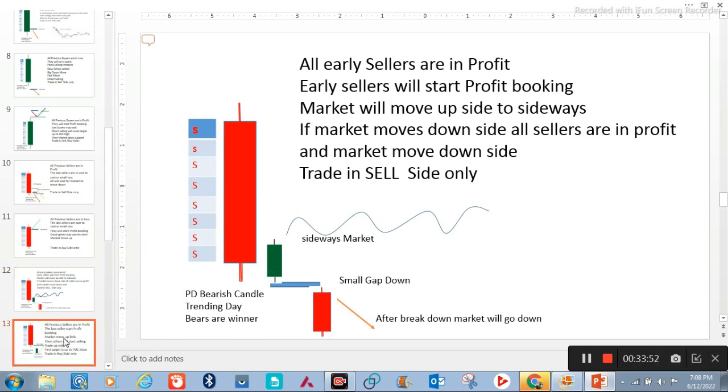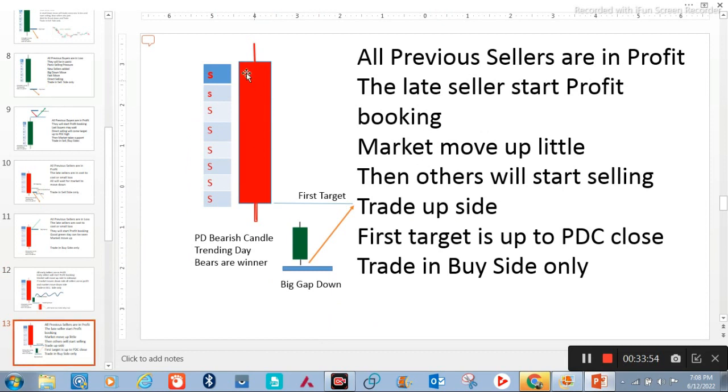Next scenario, same scenario, all sellers, red candle. Now the market has a big gap down. This is the closing price. A big gap down has happened. All previous sellers are in profit. Yes, definitely all these previous sellers are in profit, because they sold. Now it has come down.